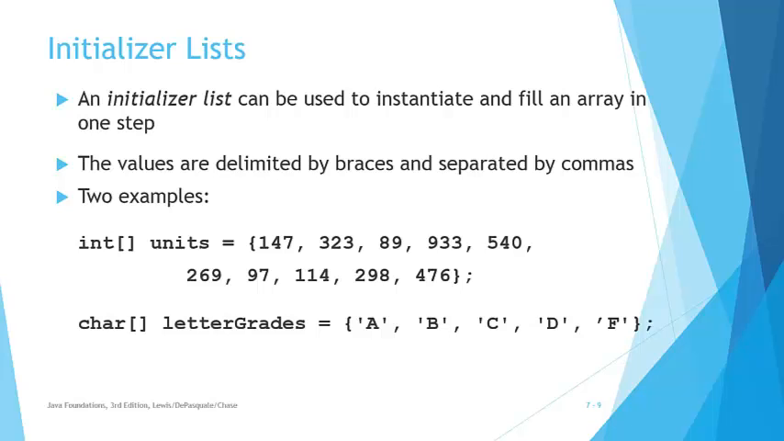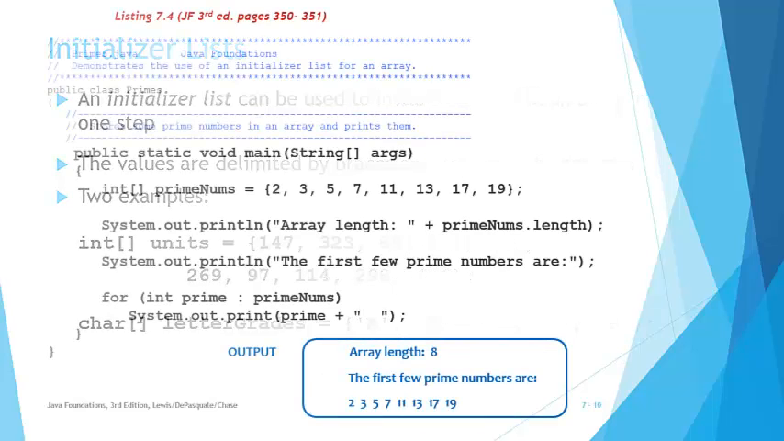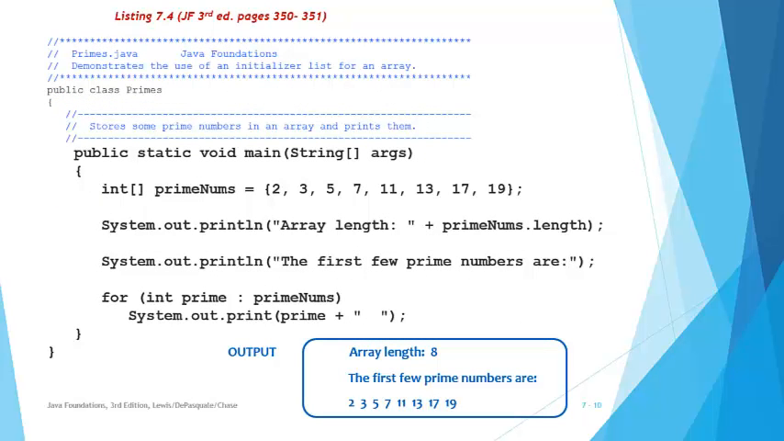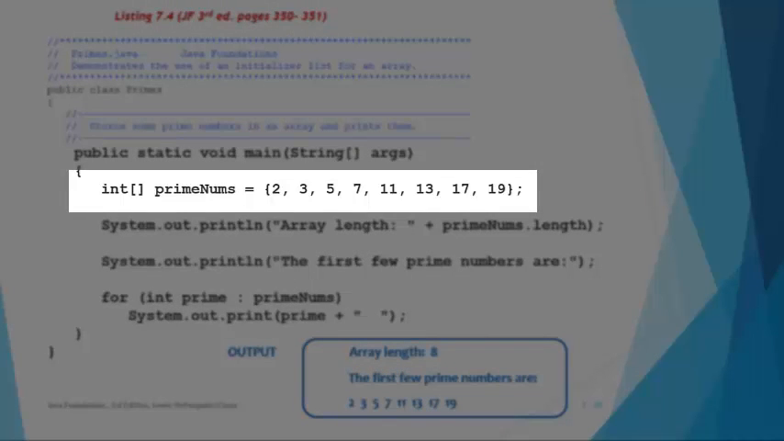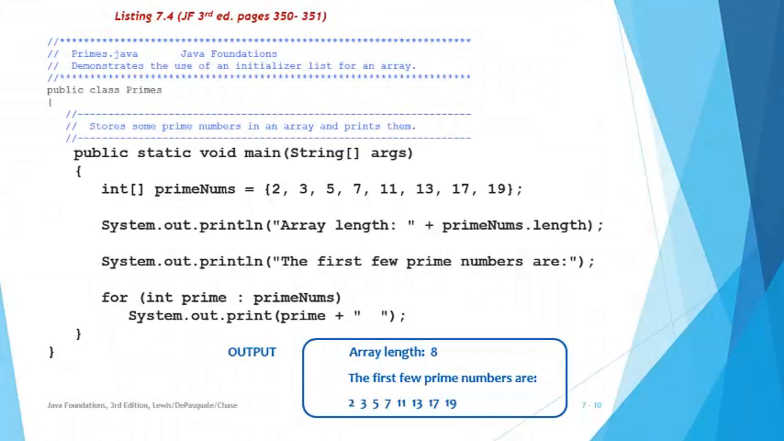The use of the initializer list is only allowed when we declare the array. We can't use it later to do array assignment. This sample program demonstrates the use of the primitive integer array named prime nums that uses an initializer list to set its starting values to the first 8 prime numbers, 2, 3, 5, 7, 11, 13, 17, and 19. Therefore, the length of prime nums will be 8.